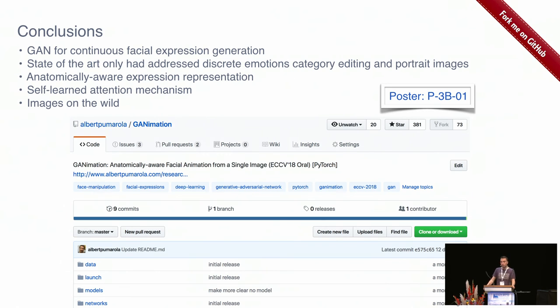Any other questions? Then maybe I'll ask another question. So regarding the video question, have you tried, can you generate smooth sequences?